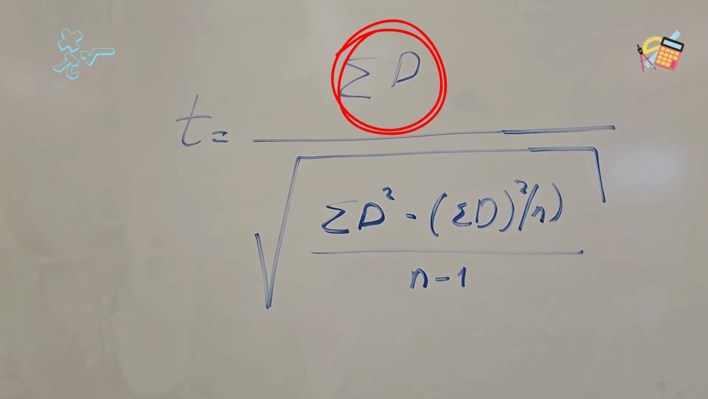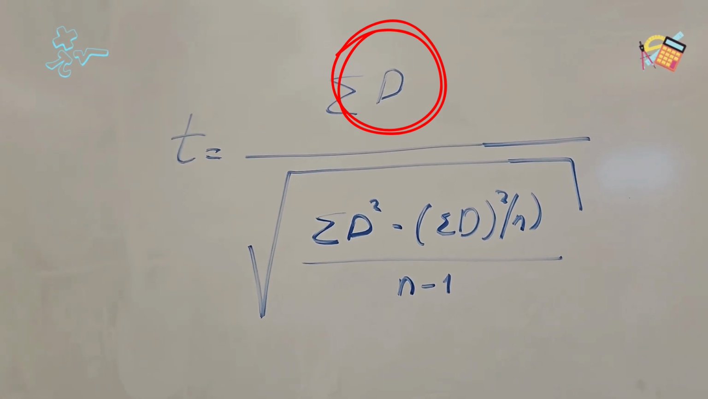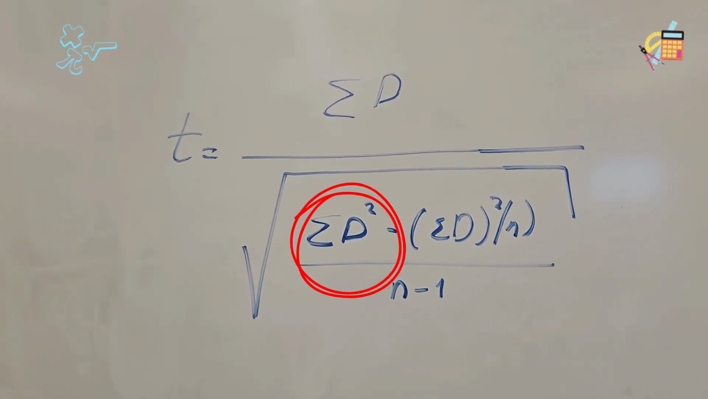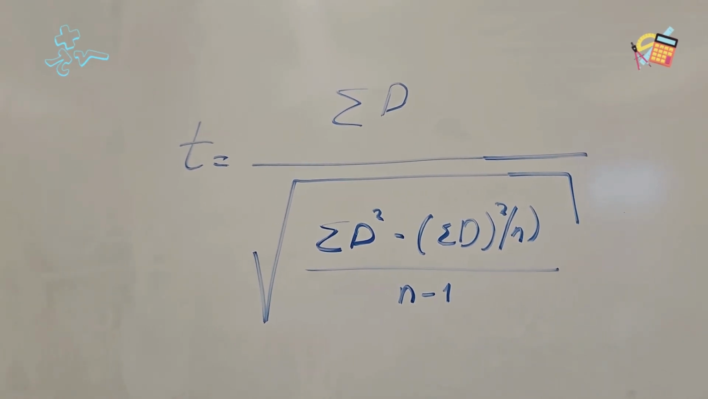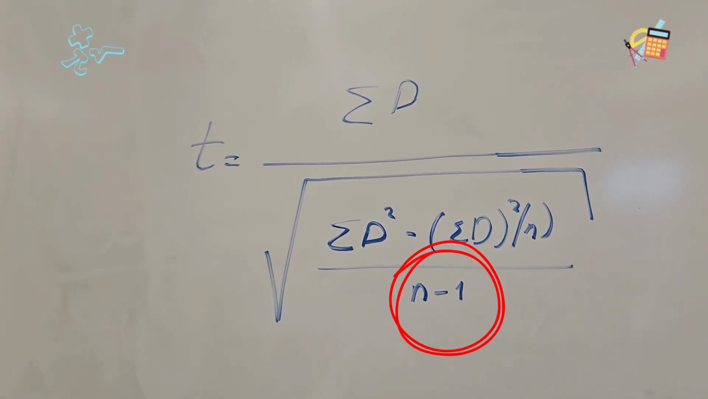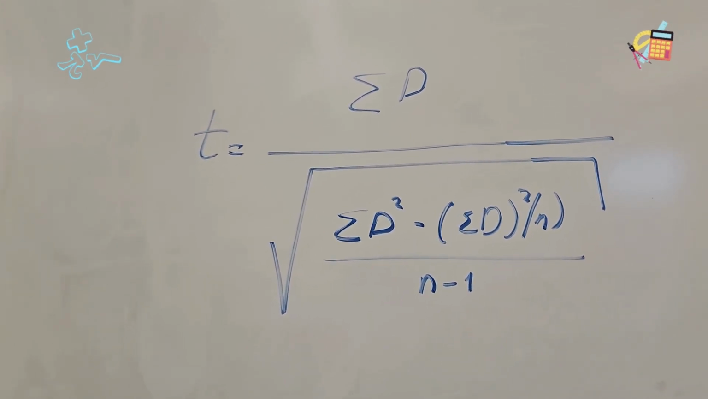Sigma D is the sum of all difference scores, post minus pre. Sigma D squared is the sum of each difference squared. N minus 1 is the degrees of freedom, the number of participants minus 1.